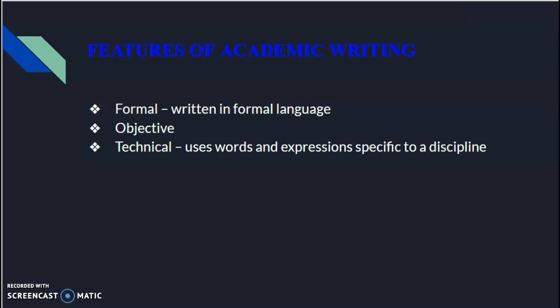The third one is that academic writing is technical, that it uses words and expressions specific to a subject. For example, literature students may throw around words like archetypes, narratology, stylistics, etc., etc.